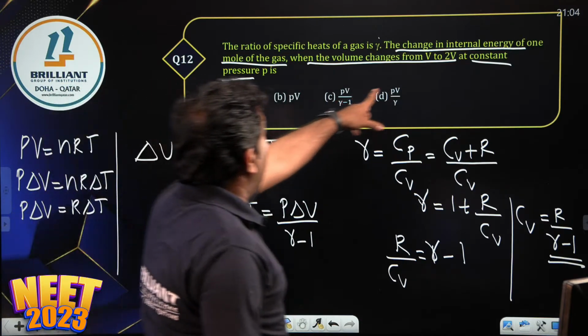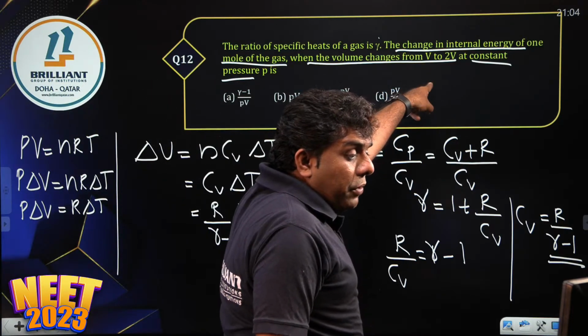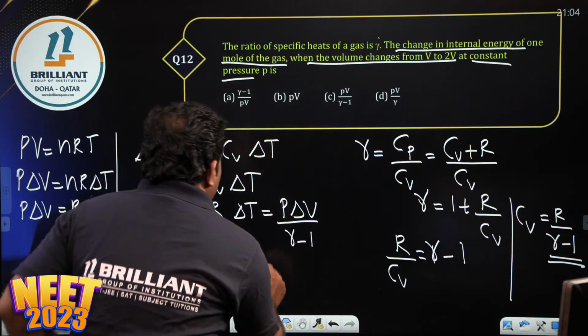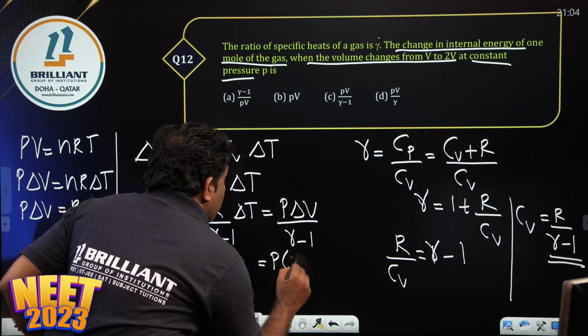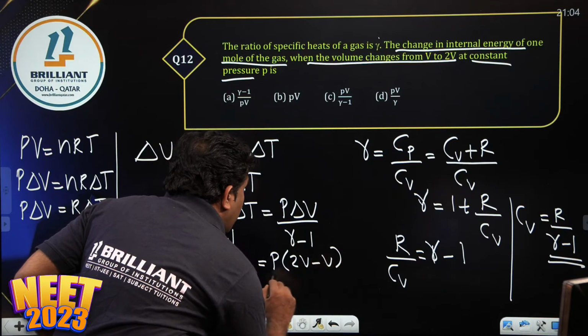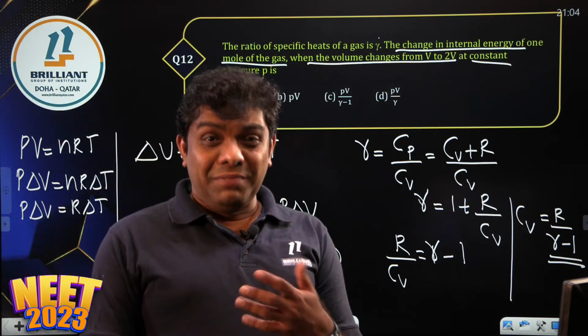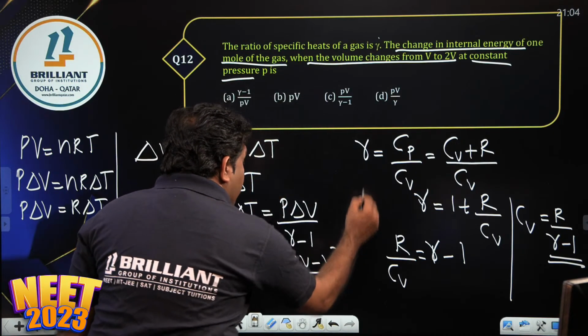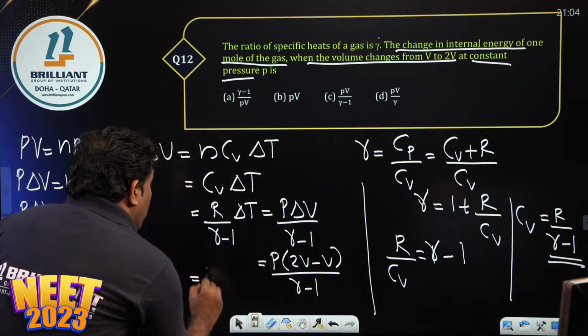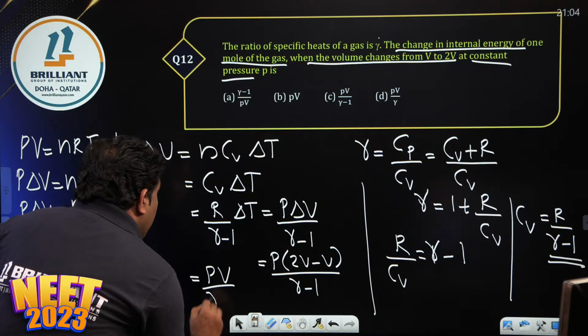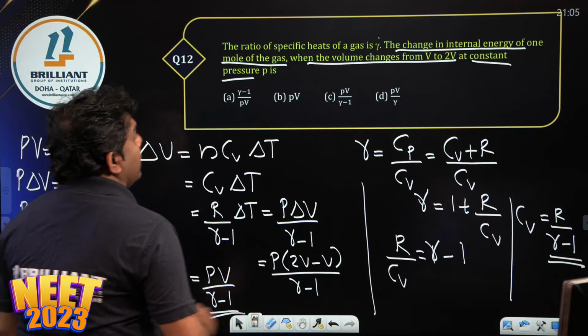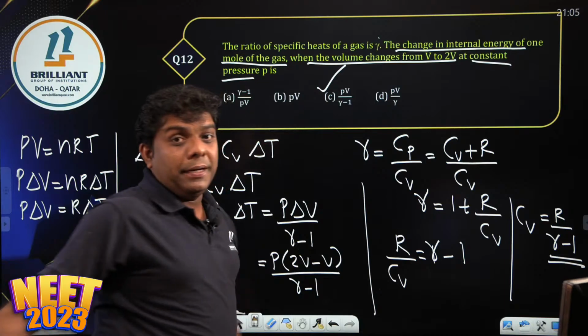Look, what is the change in volume? Volume changes from V to 2V. So we can say P into, that is 2V minus V by gamma minus 1. 2V minus V is V only. So we are getting the final answer, that is equal to PV by gamma minus 1 is there. So PV by gamma minus 1.